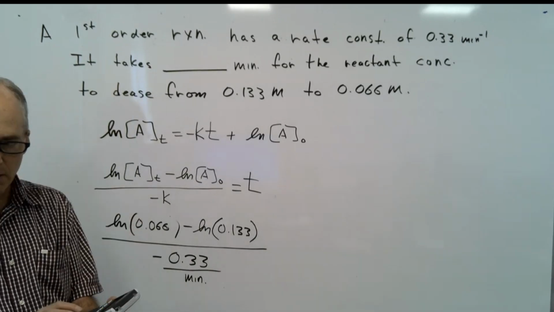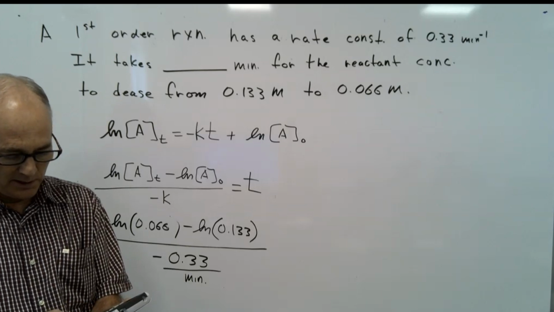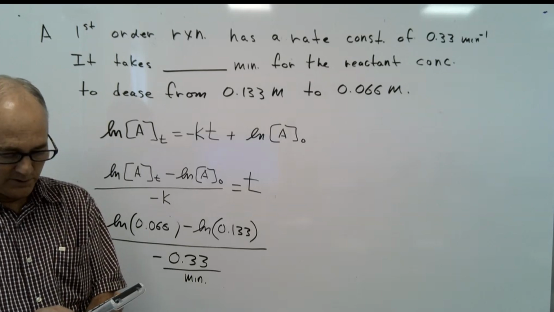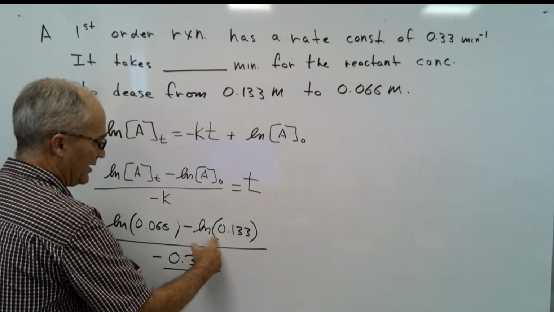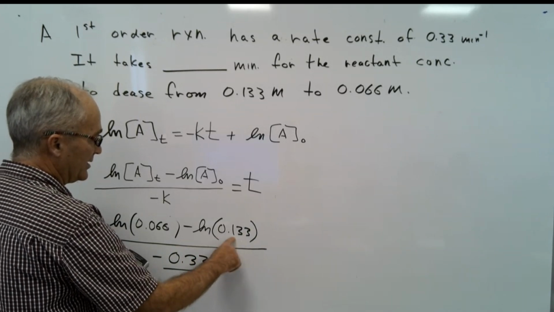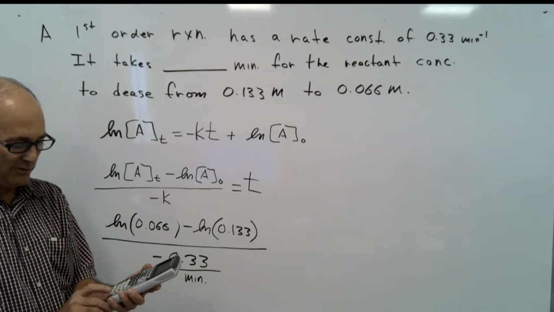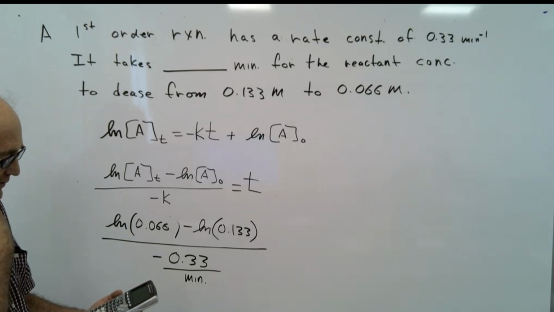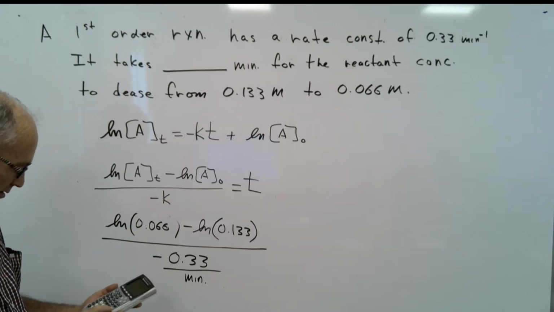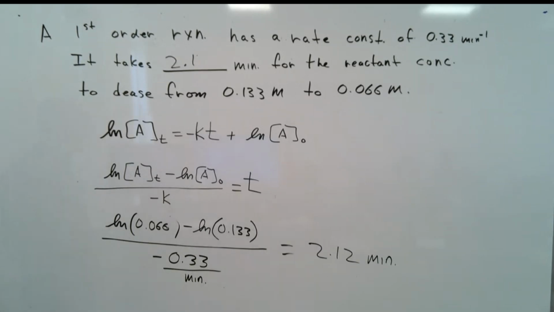So here we go. Natural log 0.066 minus natural log 0.133. Enter. So I hit enter so it doesn't divide 0.33 into the log of this and then subtract. So I'm going to worry about my order of operations. And up in the numerator, I get negative 0.70069 something, divided by a negative 0.33. We only know the constant to two significant digits. Any questions?